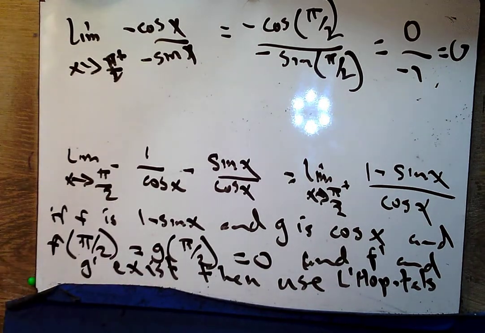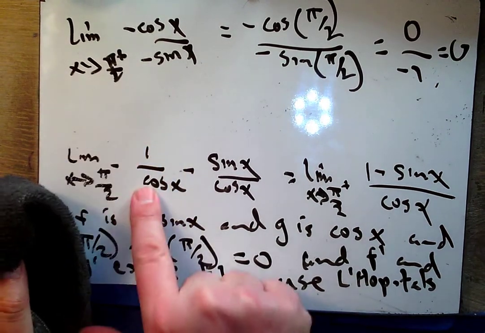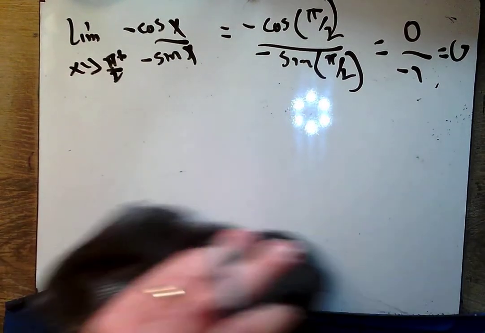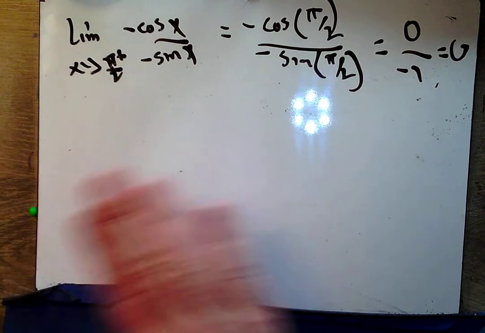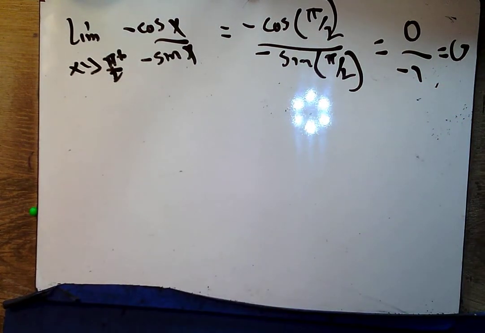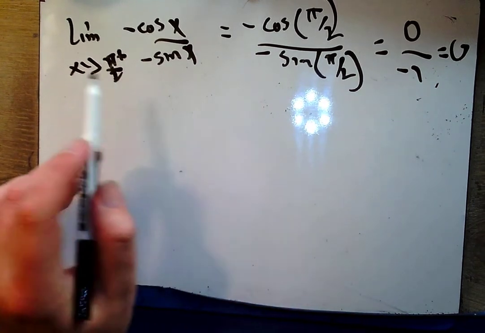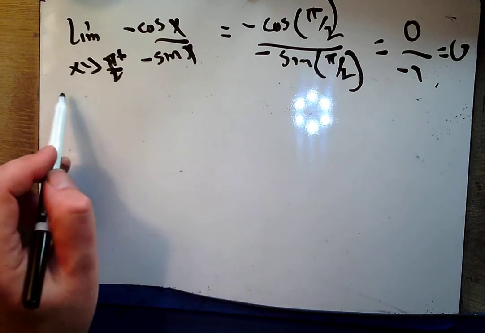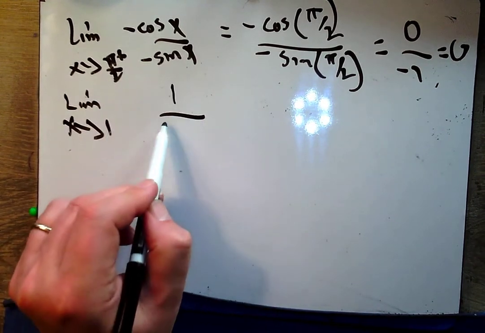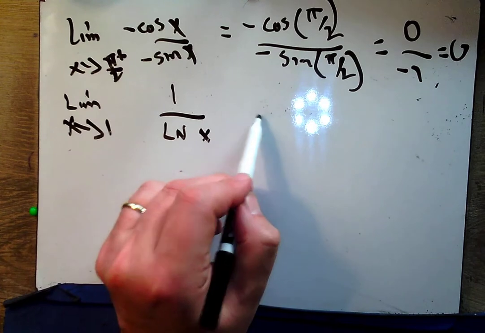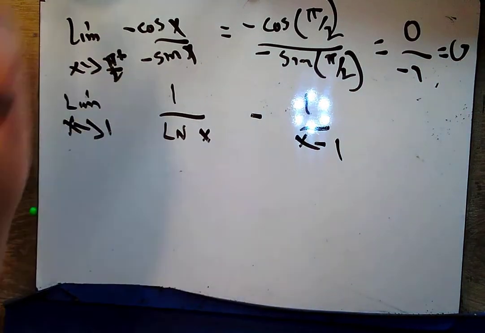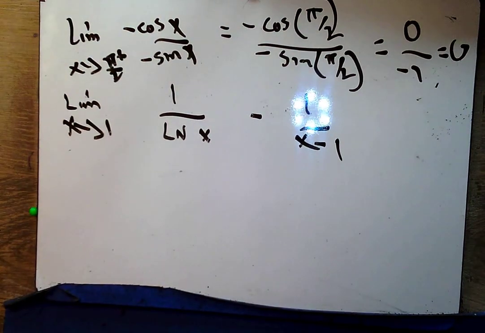So when I have the situation infinity minus infinity, I want to rewrite this so that I can get into 0 over 0 or infinity over infinity. So what can you do with this one? The limit as x approaches 1 of 1 over ln of x minus 1 over x minus 1. Why don't you give that one a try? Come back when you're done.